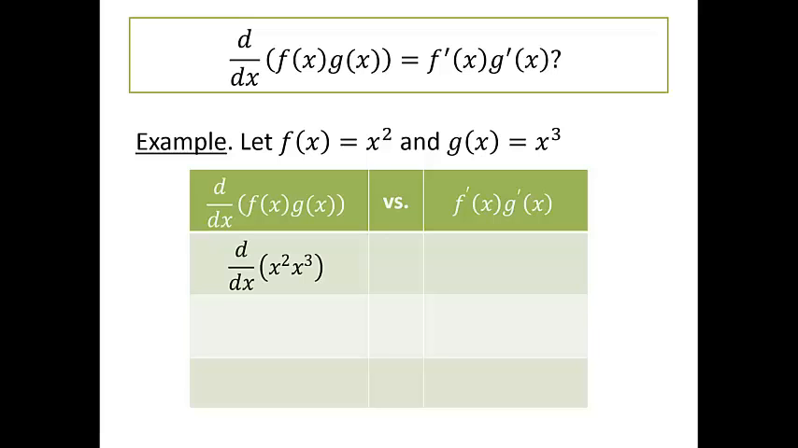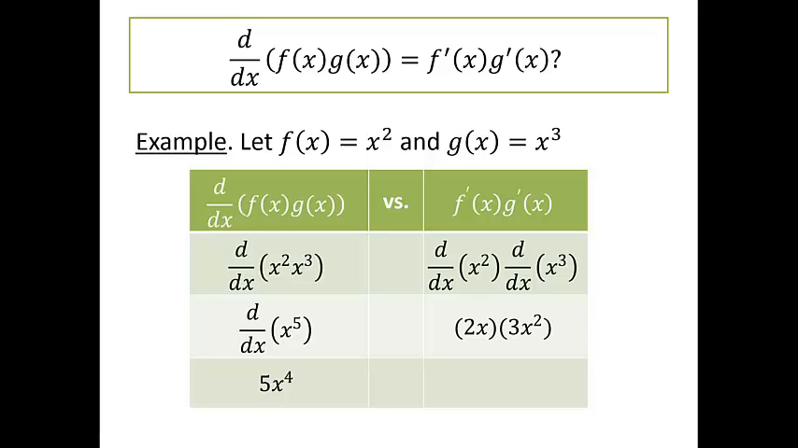In this example, that would be the derivative of x squared times x cubed, so the derivative of x to the fifth, which according to our power rule is 5x to the fourth. Now, let's compare with f prime times g prime. In our example, we'll have the derivative of x squared times the derivative of x cubed. By our power rule, this is 2x times 3x squared, which simplifies to 6x cubed. We see that even in this very simple example, we got different answers. And so unfortunately, the derivative of a product is more complicated than we'd initially hoped.